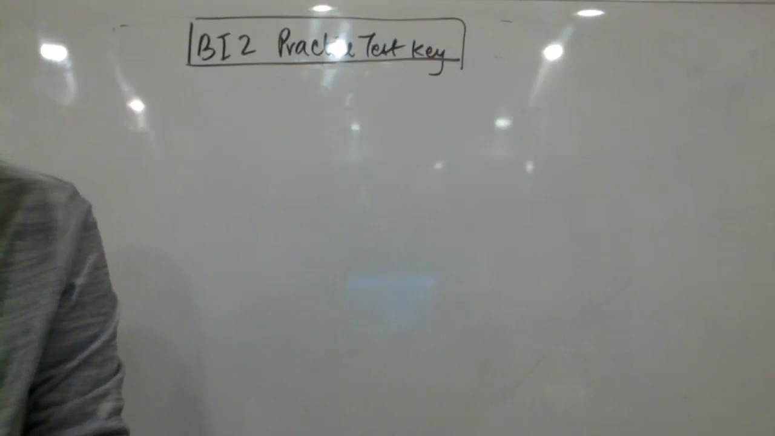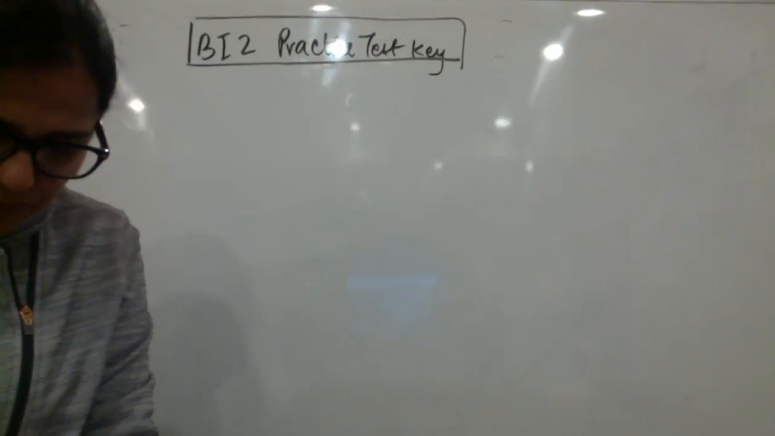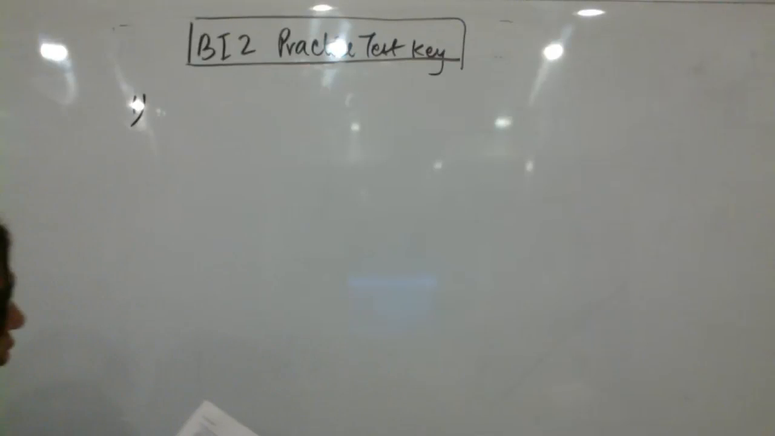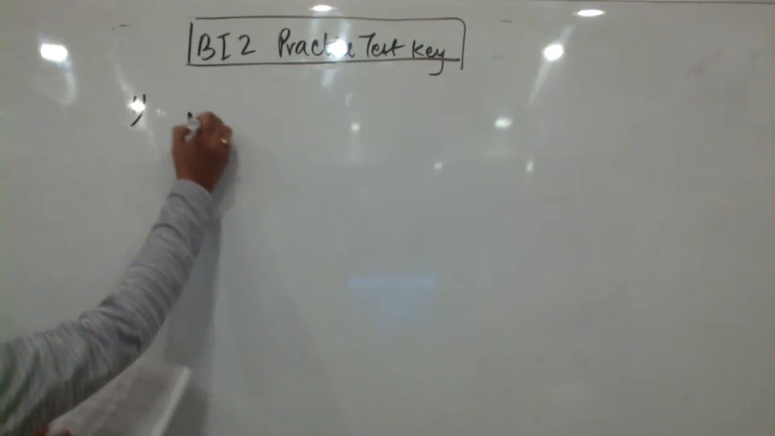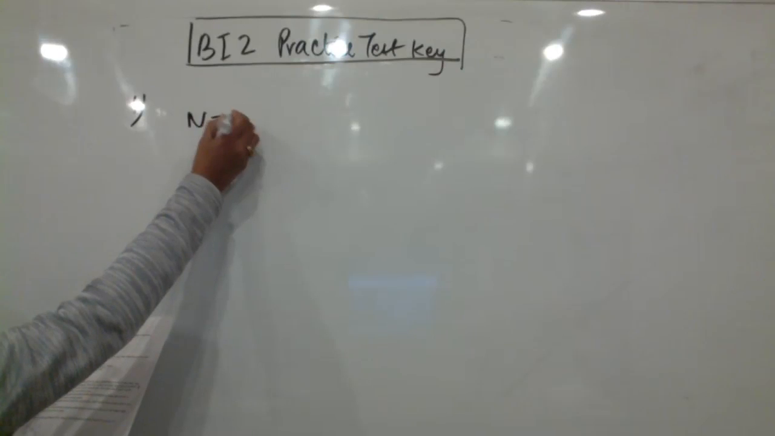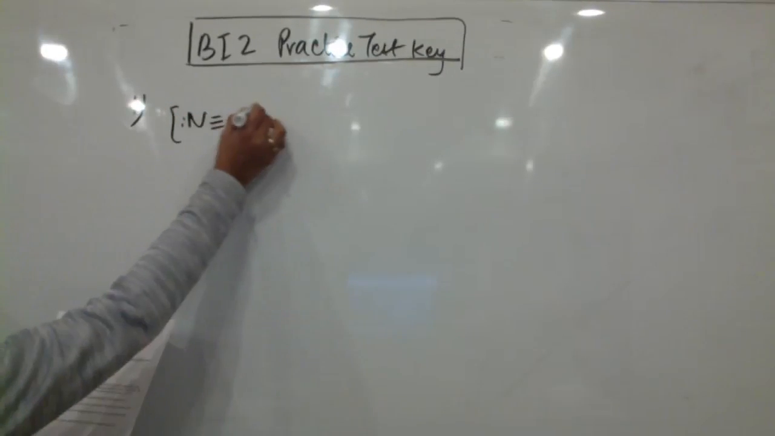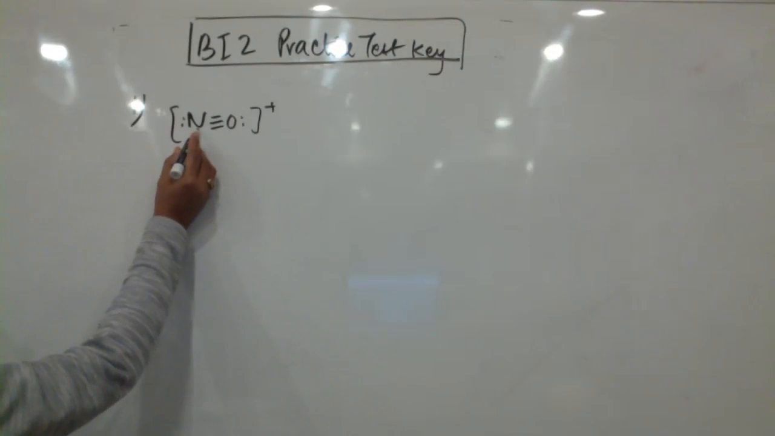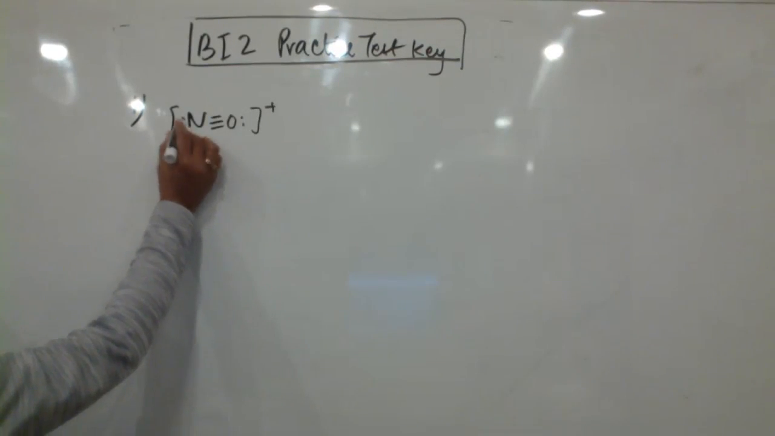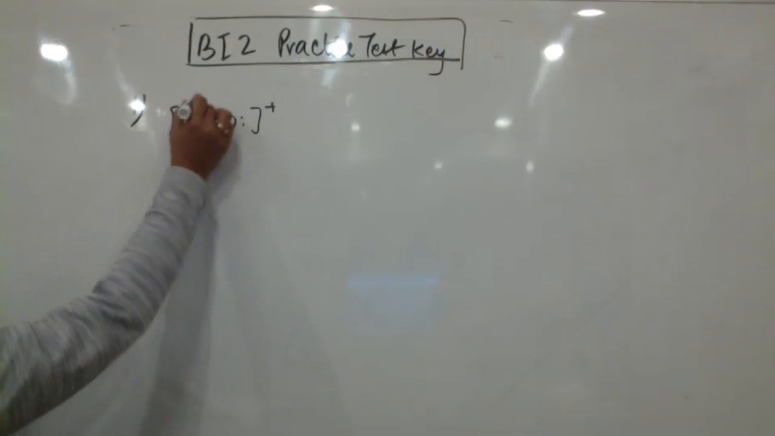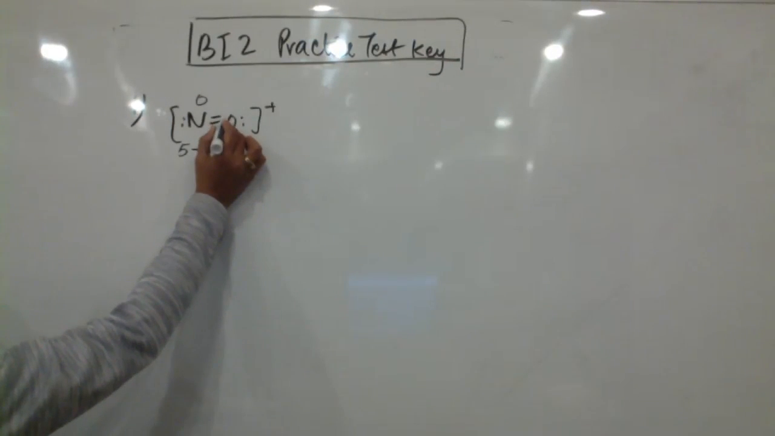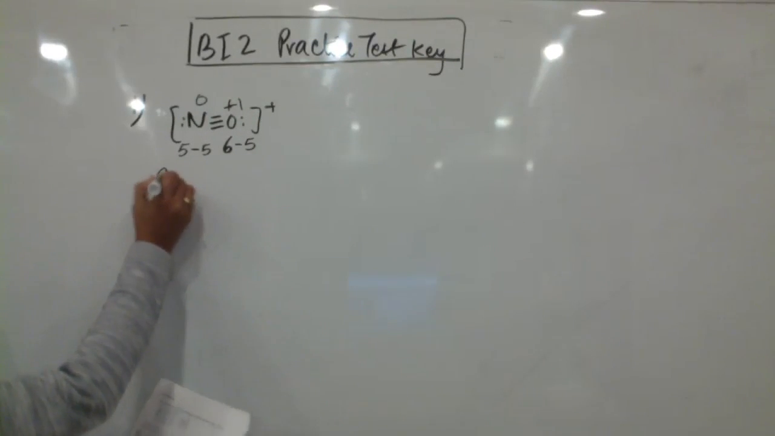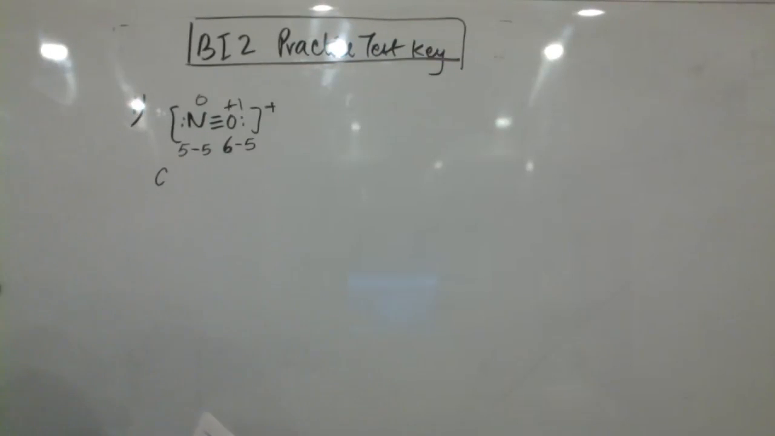Okay, big idea 2 practice test. Question number 1 says, if the Lewis dot structure of NO plus is drawn as N triple bond O, and one here with the +1 charge, then the formal charge on atoms is, so if you calculate nitrogen formal charge, it's 5 minus 1, 2, 3, 4, 5, 0, and oxygen is 6 minus 1, 2, 3, 4, 5, plus 1. So the right answer is C, 0 on nitrogen and +1 on oxygen.